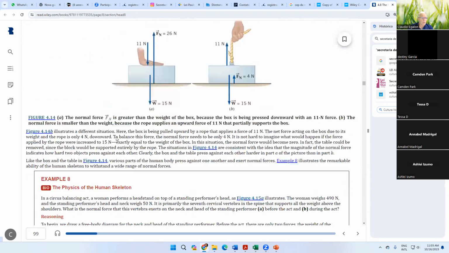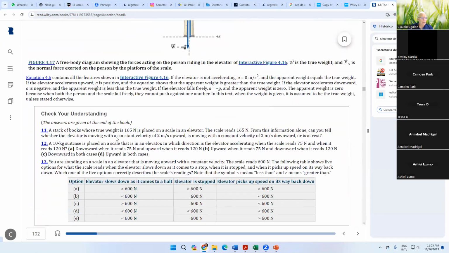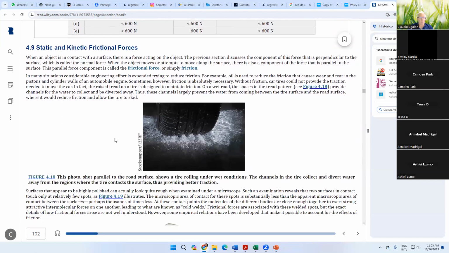Normal force. Oh, here you go, right in here. Okay.